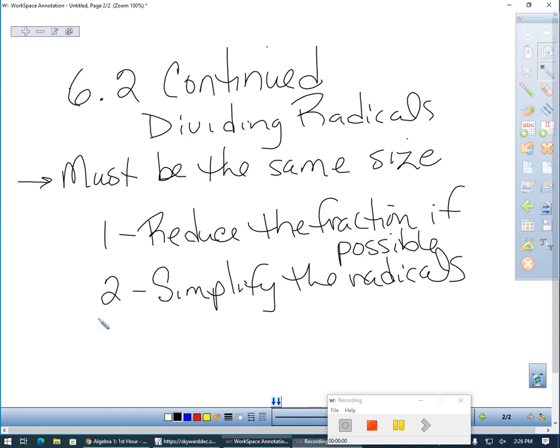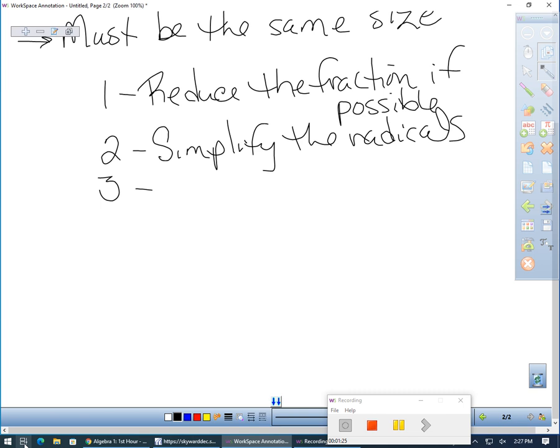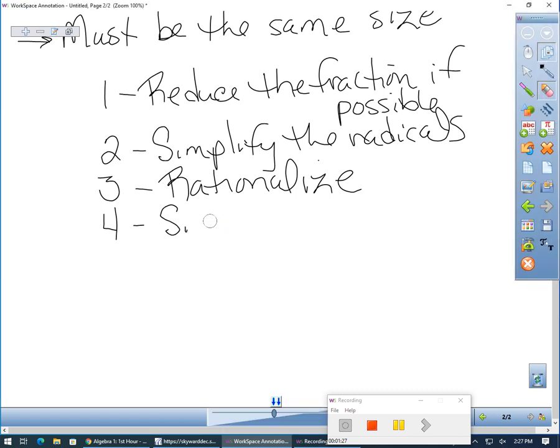Step number 3, if you still have a radical in the denominator, we can never have a square root, cube root, fourth root, anything. We cannot have a radical in the denominator. So if you still have one at this point, now you have to rationalize. Step 4, once you rationalize, simplify if needed.